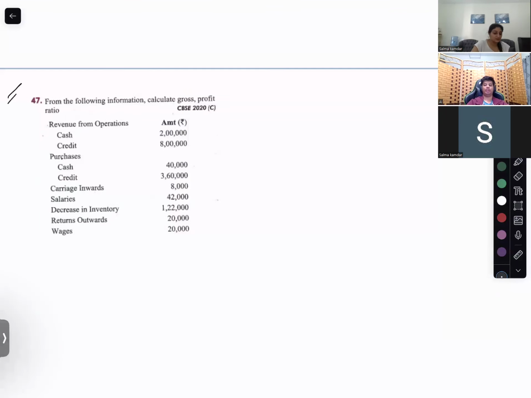Do the next question. What have they asked us to find? It's CBSE Gross 2020. Gross profit ratio. How do you get the gross profit ratio? Gross profit divided by revenue from operations, multiplied by 100.